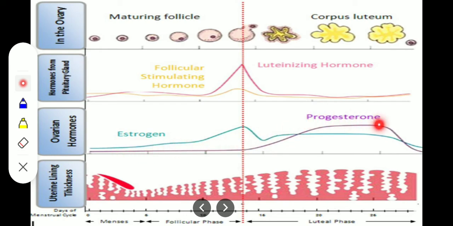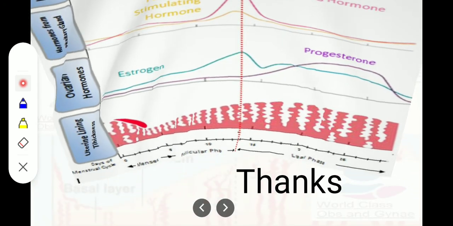Okay, the uterine thickness: at the start of the menses, when the menses come to an end, the endometrial thickness slowly and gradually increases till it reaches the peak level in the secretory phase, and then the menstruation takes place, and there is endometrial shedding. Okay, so that was an overview of what happens in the menstrual cycle.